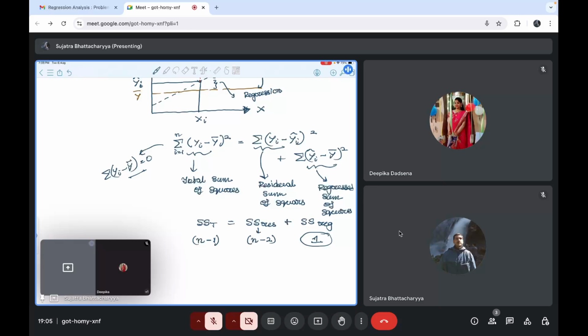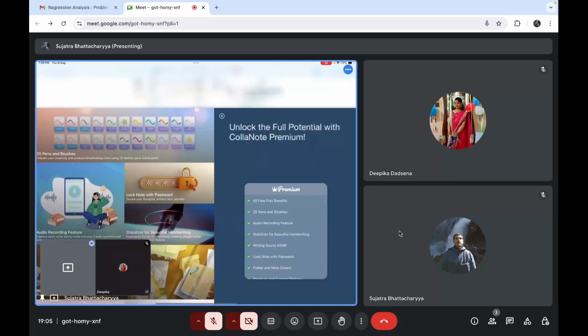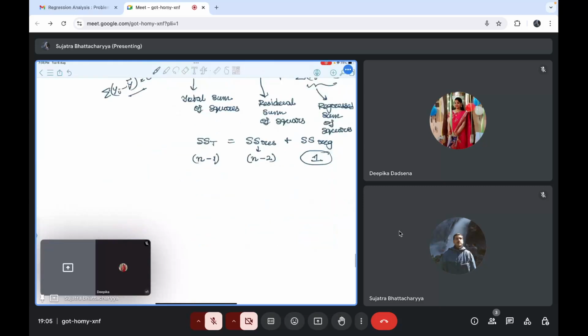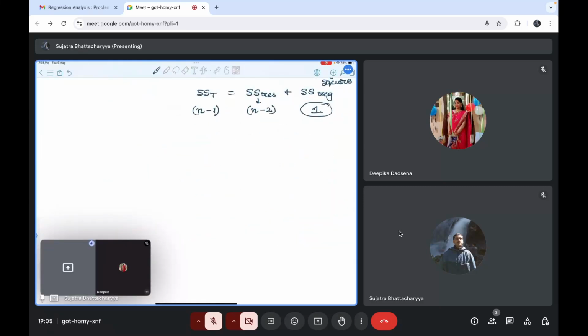Okay. So now, we have already talked about SS residual so many times. SS residual is summation yi minus yi hat whole square.